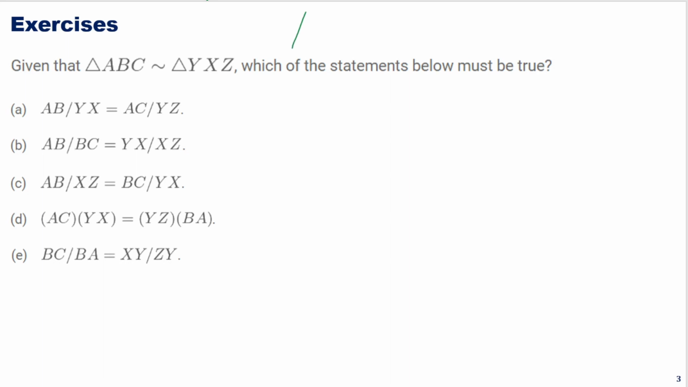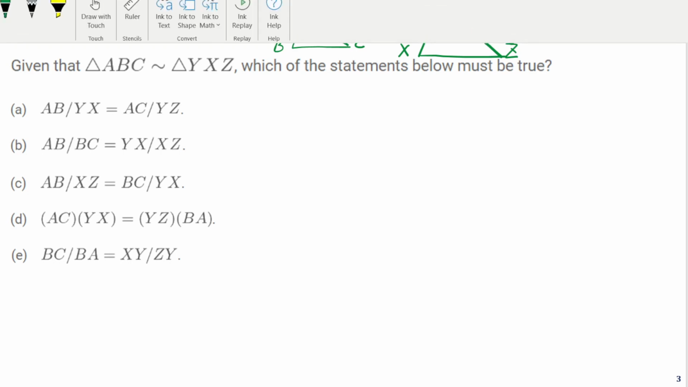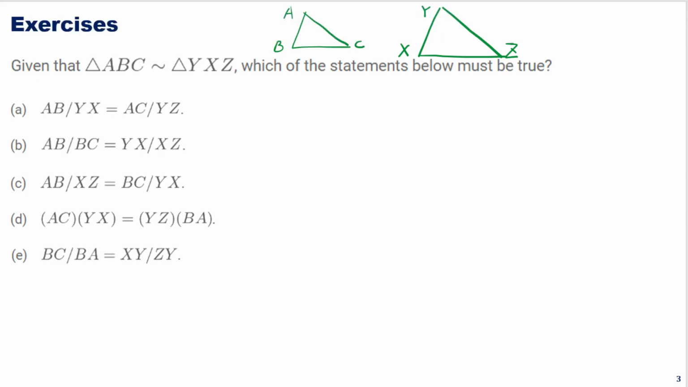For example, this is triangle ABC. There's another triangle XYZ. These two triangles are similar. ABC, Y, X, Z. So Y is here, X is here, Z must be here. Remember, we need to write the corresponding vertices in order. I'll give you 1 minute to think about that, and after that, we'll have a look at the solution together, okay?